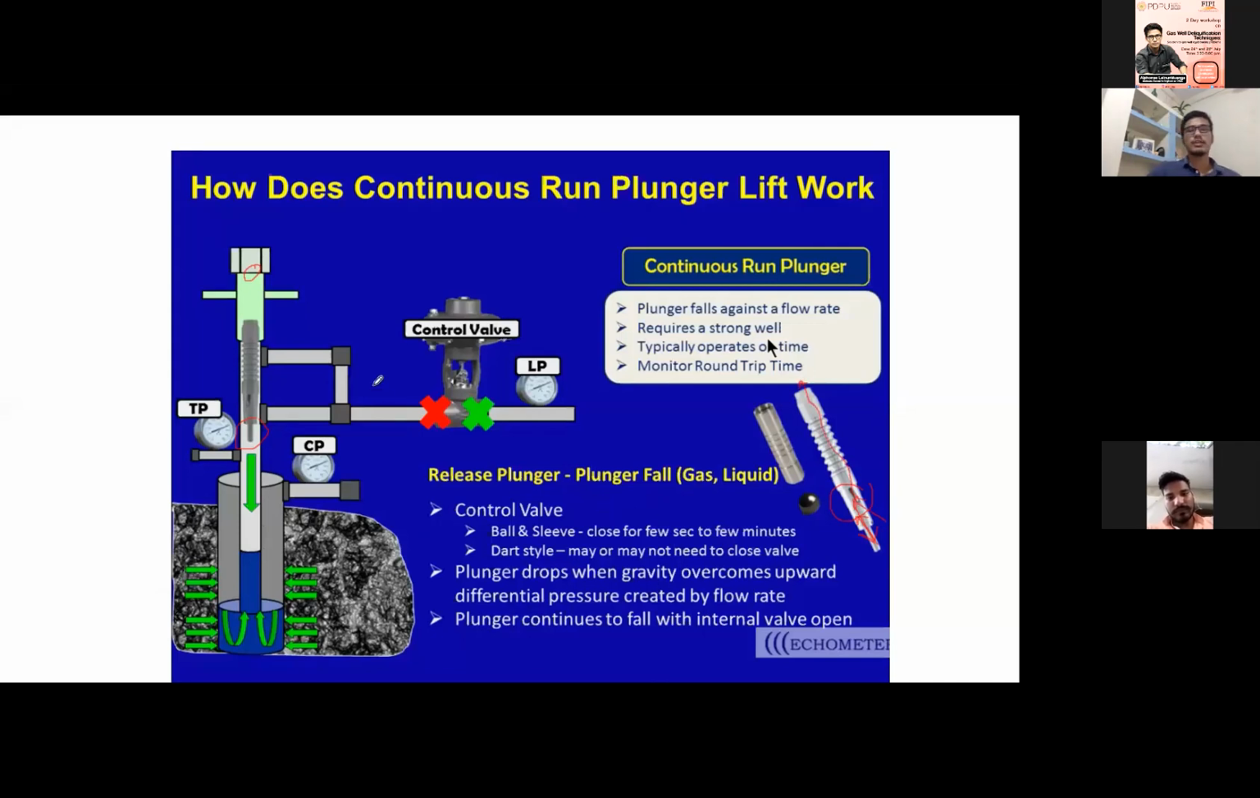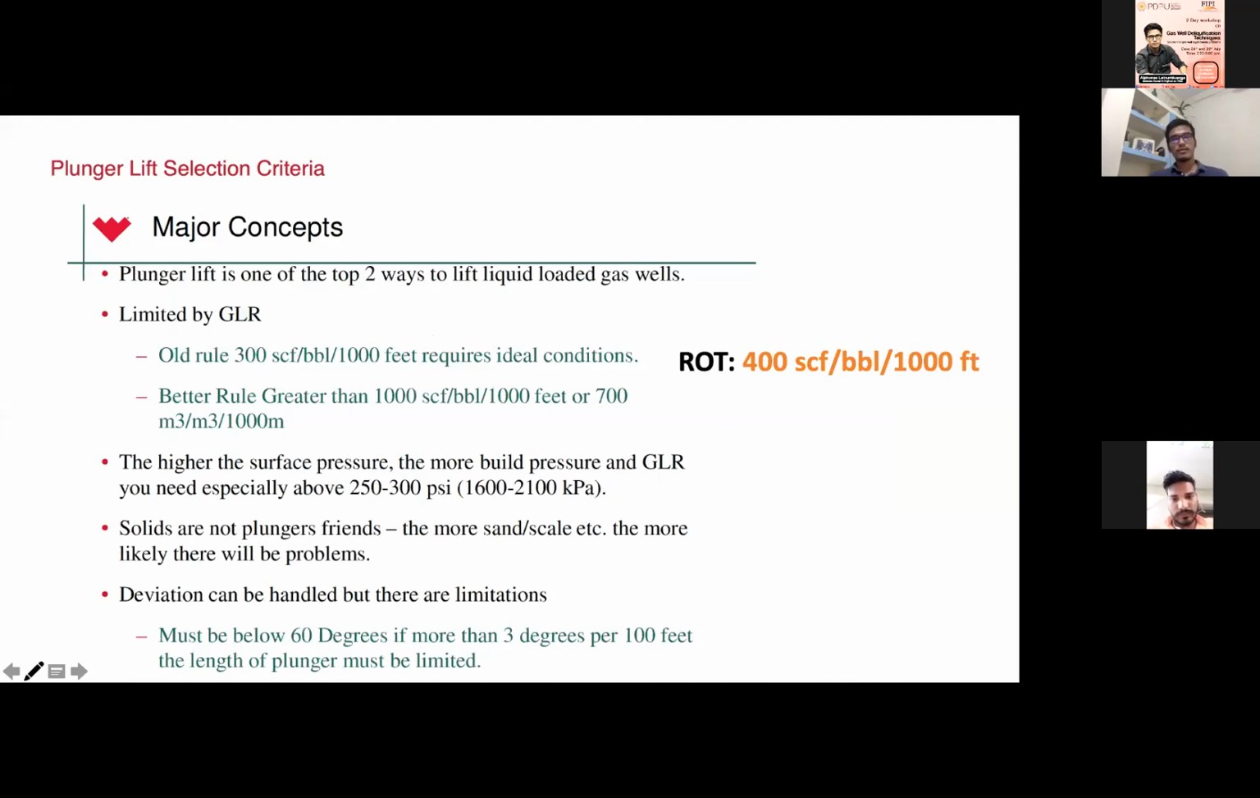There are some major concepts and some rules of thumb that we may use in designing or selecting wells for plunger lift. One rule of thumb is that for your well to be completed with a plunger, you require a minimum gas liquid ratio of 400 SCF per barrel per 1,000 feet. But Weatherford uses the old rule of 300 and the better rule of 1,000. But in ONGC, we are using this 400 SCF per barrel per 1,000 feet.